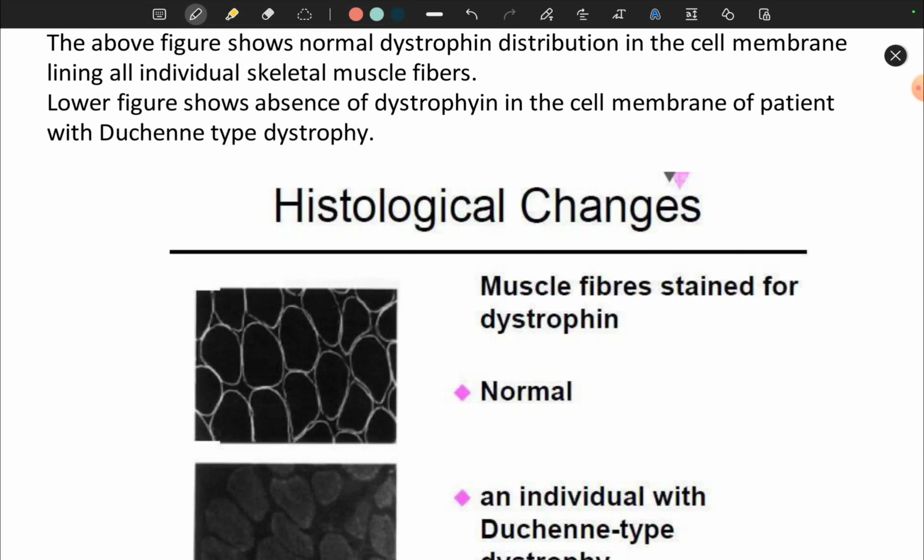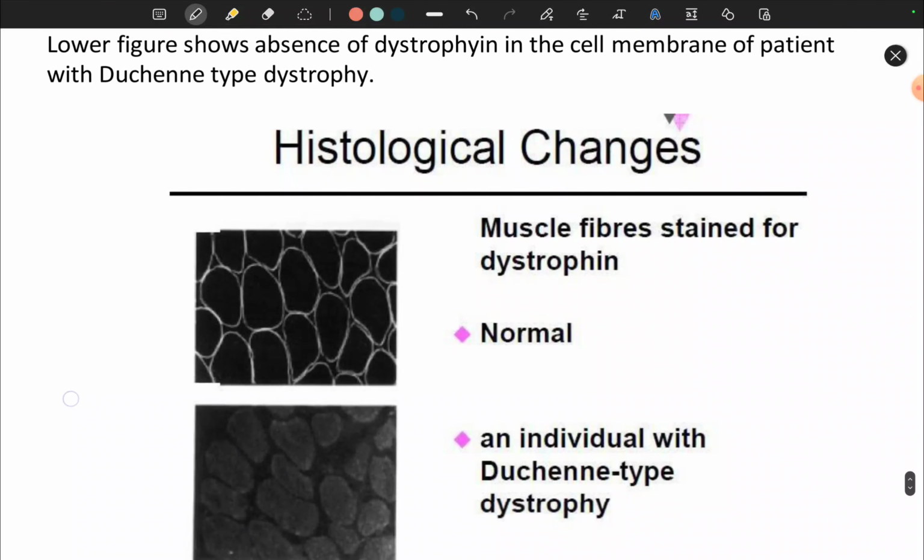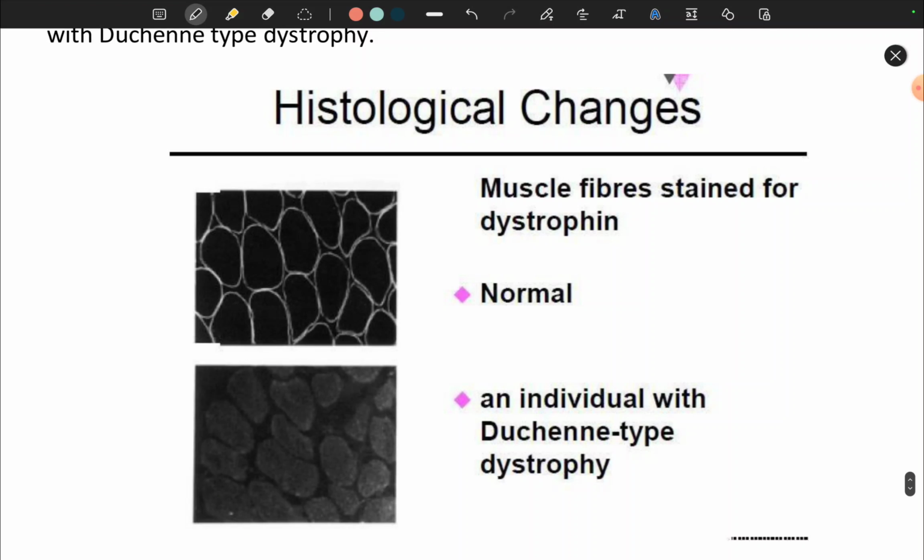Now this is very important. This image is diagnostic. Again, what is the normal, what is the abnormal? Quickly. Which one is normal, above or below? Above is normal. Why? This is not connective tissue. First, I will explain what this is. This is a stain for dystrophin.